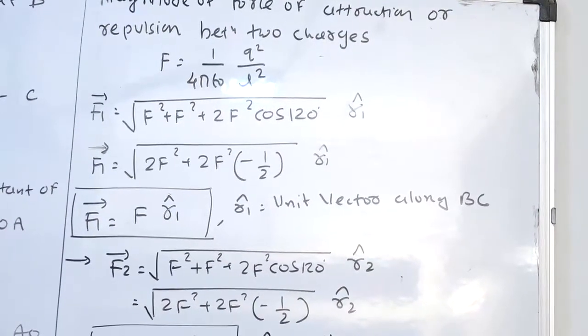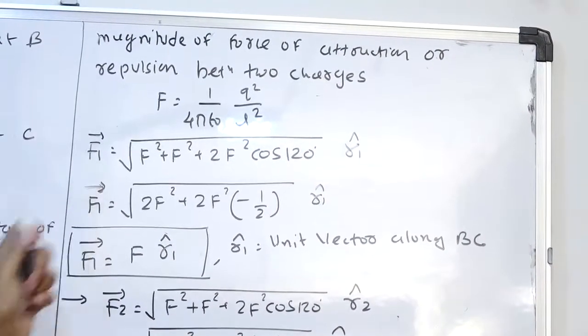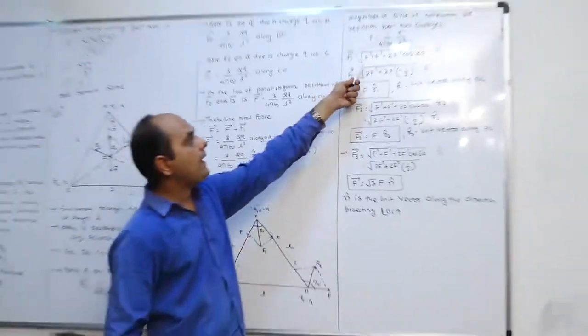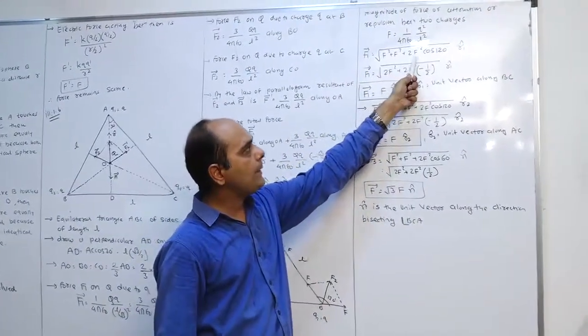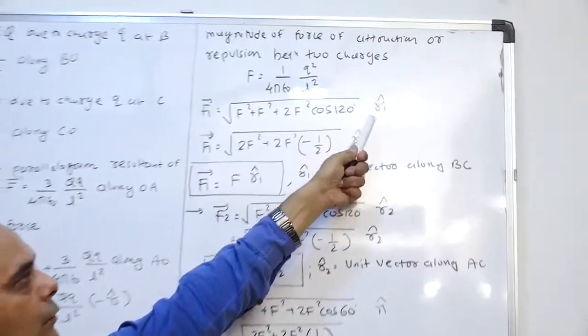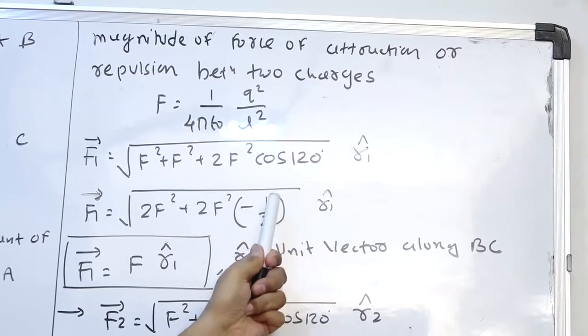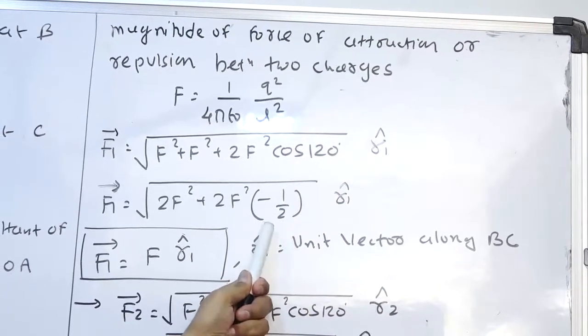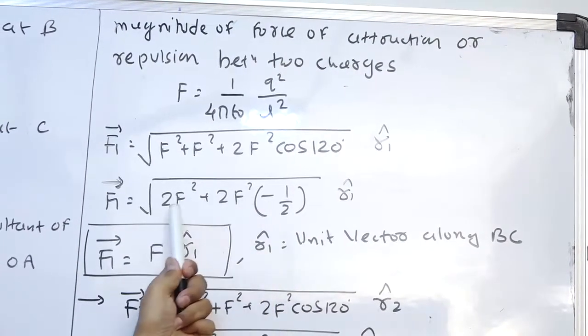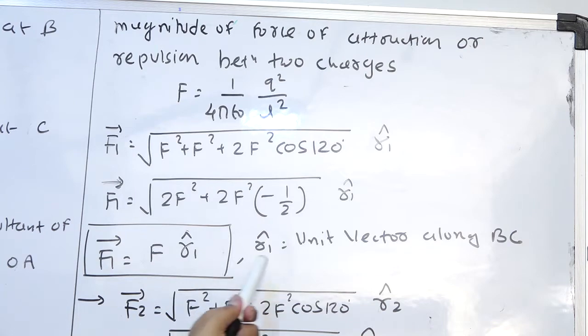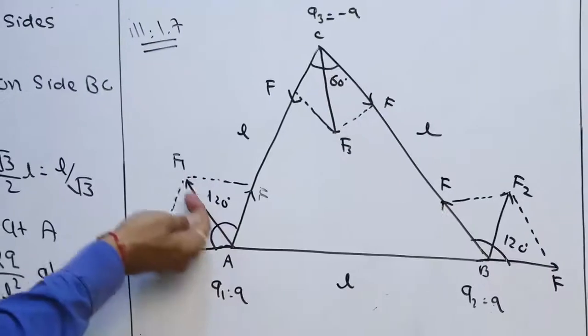Now from the law of parallelogram, vector F1 is equal to under root of F square plus 2F square cos 120 into r1 cap. Cos 120 is minus 1/2. The 2 cancels, minus F square remains. 2F square minus F square is only F square, the square root is F, r1 cap. Here r1 cap is a unit vector along BC.